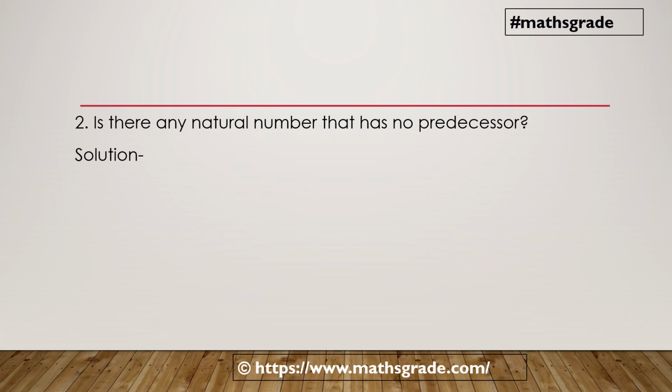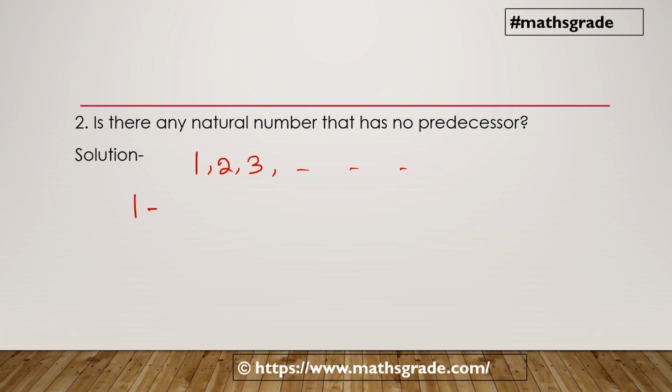Now question number 2. Is there any natural number that has no predecessor? Natural numbers are the counting numbers which start with the number 1. 1, 2, 3. These are natural numbers. And predecessor is the before number or the previous number. We have to subtract 1 from the number, and we get the predecessor of that number.